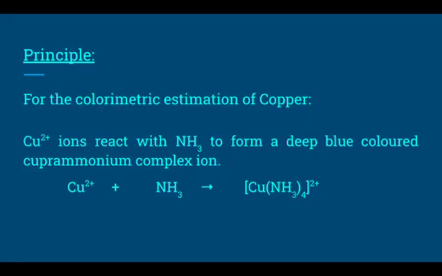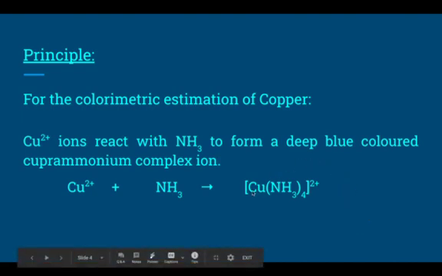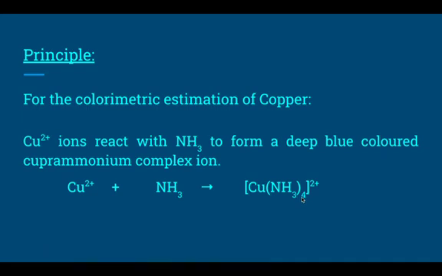For the colorimetric estimation of copper, copper ions will react with ammonia to form a deep blue colored complex called the cupra ammonium complex. This complex has an intense blue color. So if the concentration of the copper ions increases, the intensity of color also increases. Therefore, absorbance also increases.